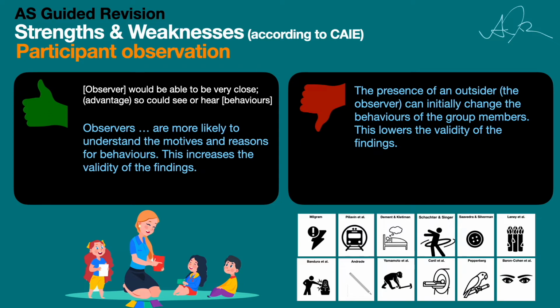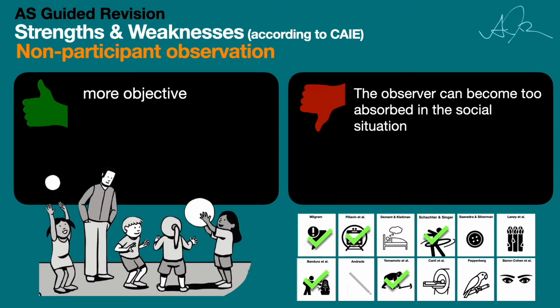But oftentimes these participant observers are new to a group, and so the presence of an outsider can change the behaviors of that group. Think about when you meet a stranger, sometimes people are more polite, a little bit more guarded, they're trying to create a good first impression. So that could also be a problem for validity. Are people acting naturally? Non-participant observation is clearly more objective. You're standing away from it. Sometimes you might be too close.